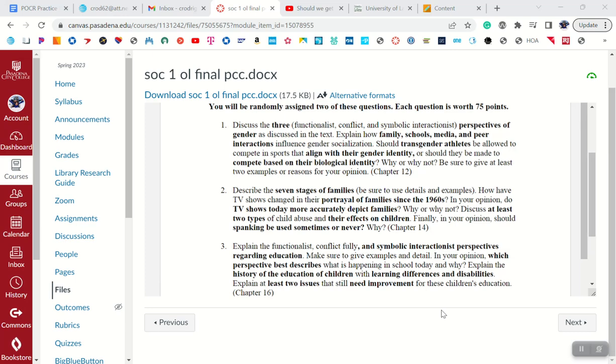Finally, chapter 16 is question number 3. Explain the functionalist conflict. There's a typo. Explain the functionalist, conflict, and symbolic interactionist perspectives regarding education. Make sure to give examples and detail. In your opinion, which perspective best describes what is happening in schools today and why? So again, those 3 perspectives, as always.